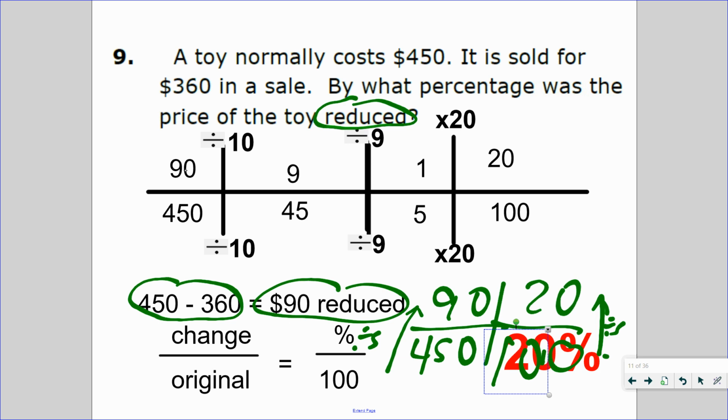Another way to do it is you can simplify 90, 450 by 10 and get 9, 45. Then divide by 9 is 1/5. And we know 1/5 is the same thing as 20% because the relationship is times 20. Or you do an up and down relationship. Number 10.